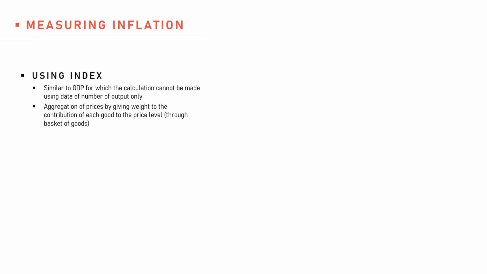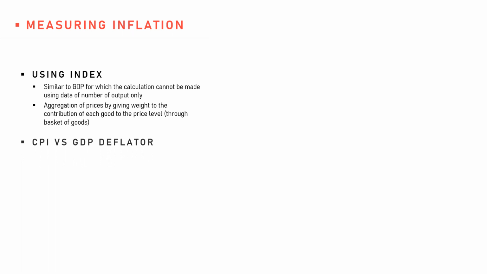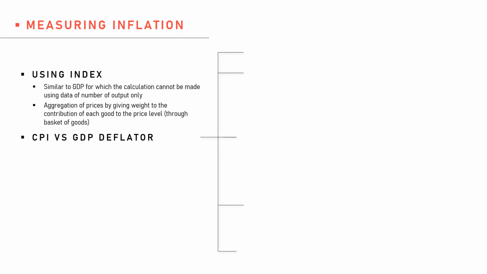Measuring inflation, like measuring GDP, uses data of value of goods and services in the economy. We cannot simply add prices of orange and apple, remember? The two most frequently used indicators for calculating inflation are the CPI or Consumer Price Index and the GDP deflator. The process for computing the CPI is as follows.